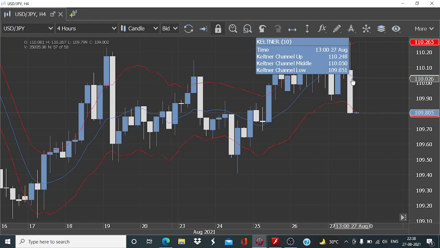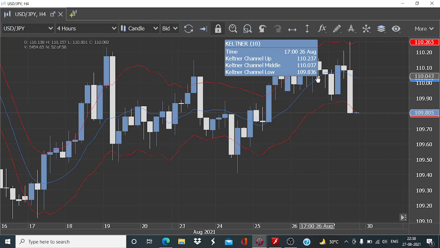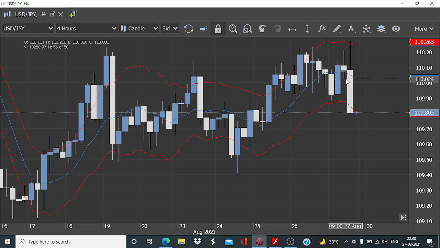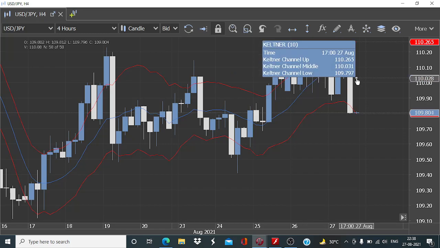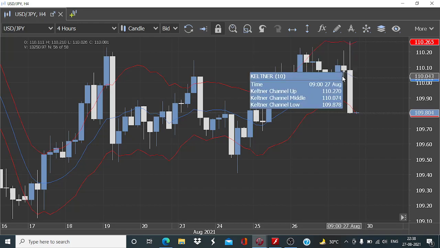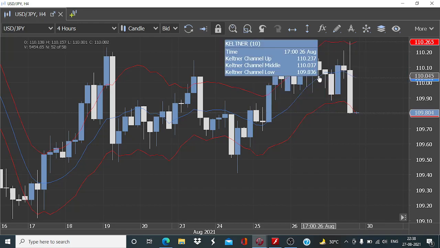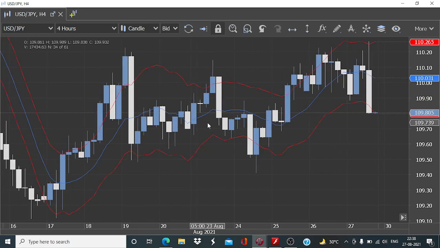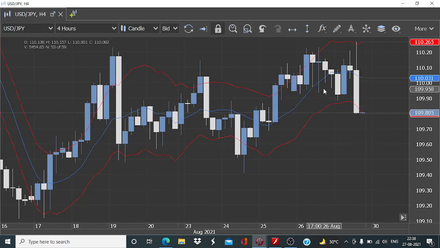If the current value of the middle channel is higher compared to the value a day back, then we will be looking for the initiation of the buy trade. If we see that the current value of the Keltner channel is lower compared to the value of the middle channel a day back, then we will be considering the sell trade. So that setup is going to be quite simple.